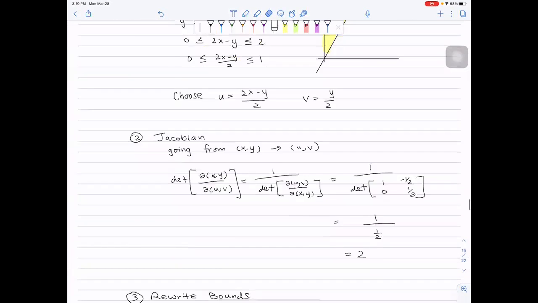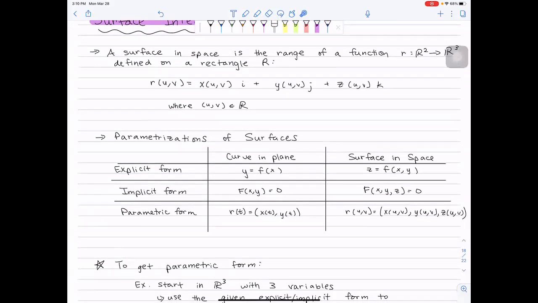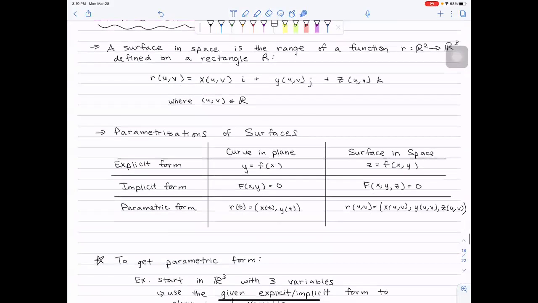Okay, final thing, let's do surface integrals real quickly. So surface integrals are even more complicated now. So we have some R, and surface integrals might require some parameterization. So here I just wrote out the formulas. If you have a curve in a plane or a surface in space, how do they look in their explicit form or implicit form? Implicit form means you just have something equal to 0. Explicit means you have some variable equals something. And in parametric form, everything should be in terms of your chosen input value.